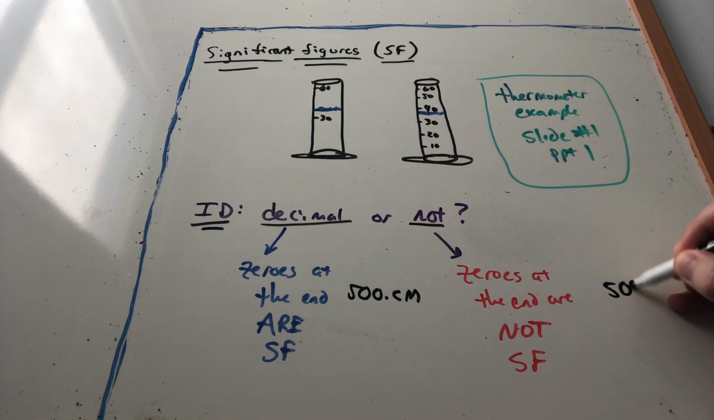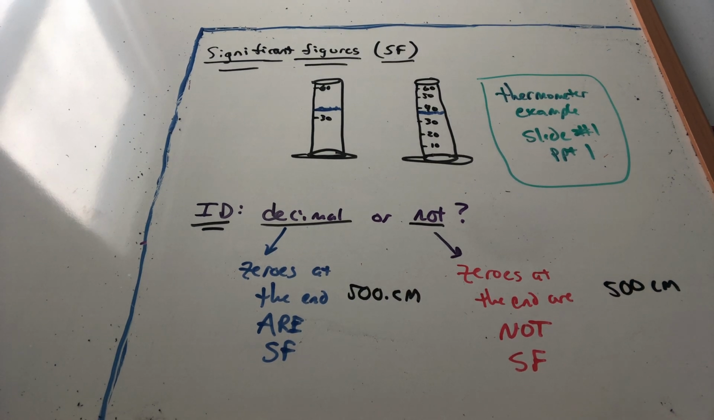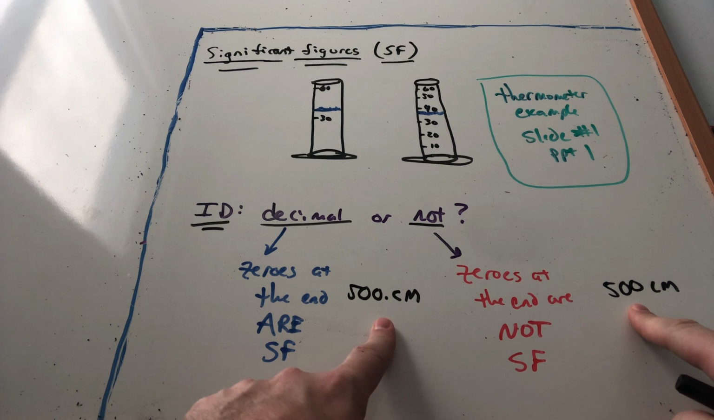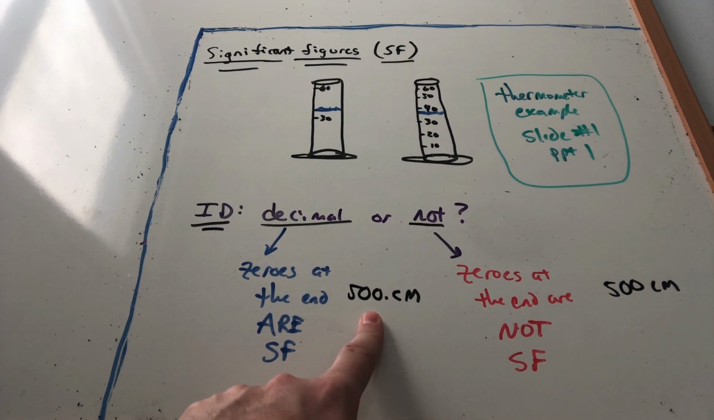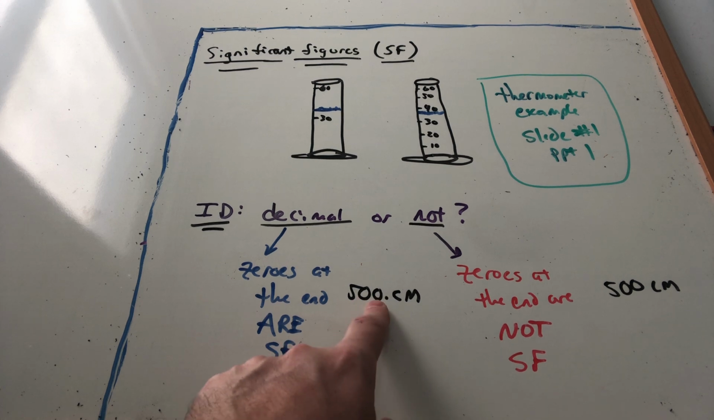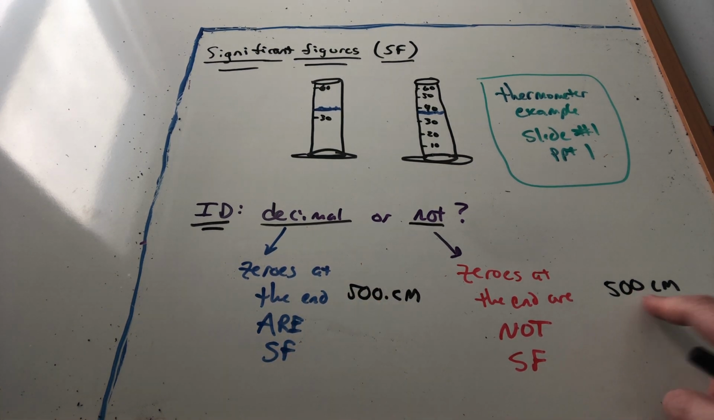So what about 500 centimeters? Now what this tells us, if we look at these two values here, is that we know more here. We're sure about these zeros at the end. Here, these zeros are not significant. They're coming from a worse instrument, and that's all represented with that decimal place.